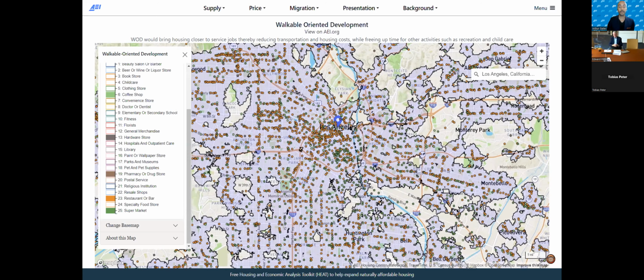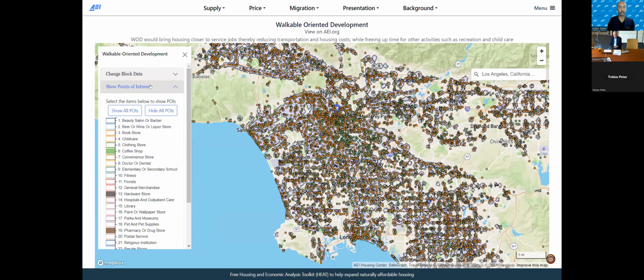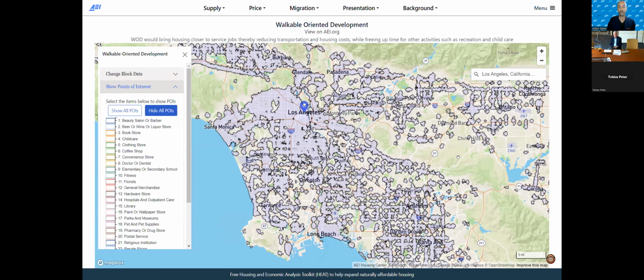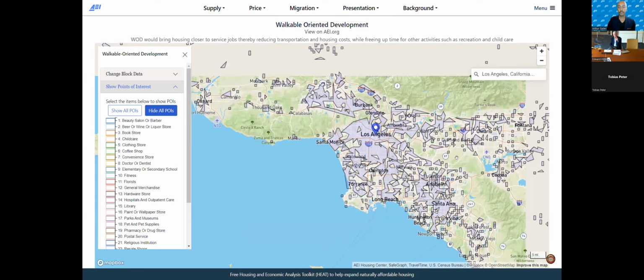Arthur, if you want to zoom back out to the nation so people can see, but as you look at LA here, you'll see that virtually all of LA is walkable in terms of this walkable oriented development, which means that all of the parcels within these blue outlined areas are within a 10-minute walk of a minimum defined set of amenities, which Arthur showed. And so there's a huge opportunity.